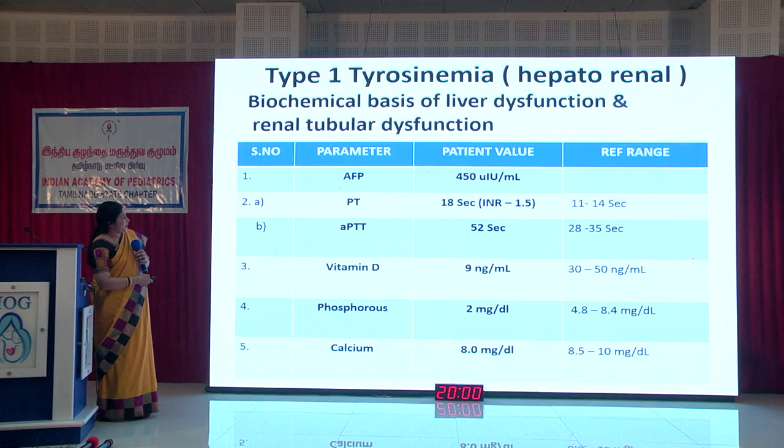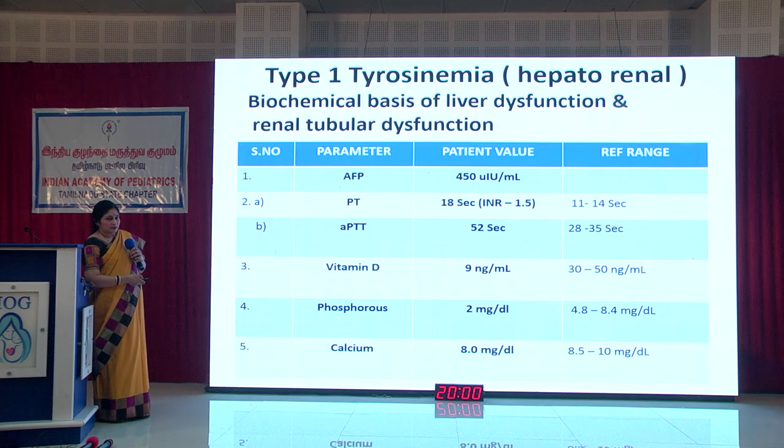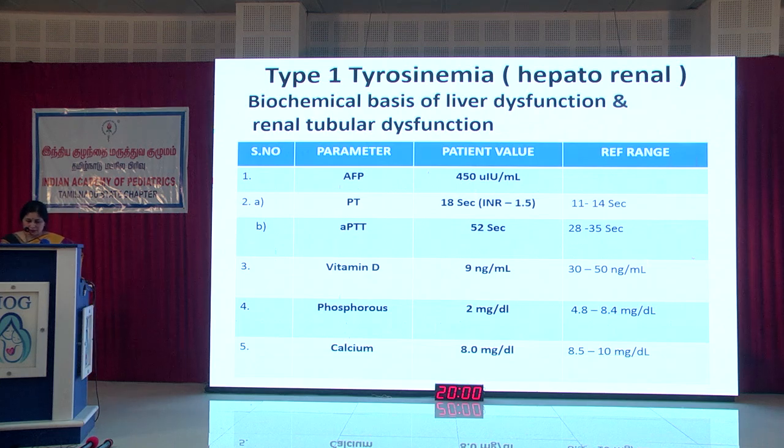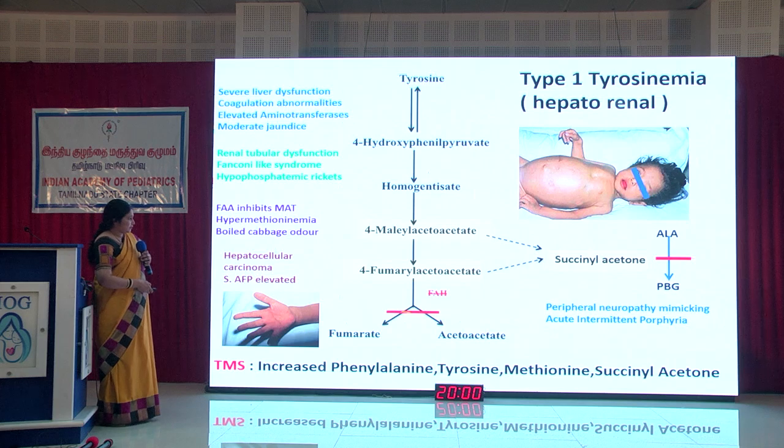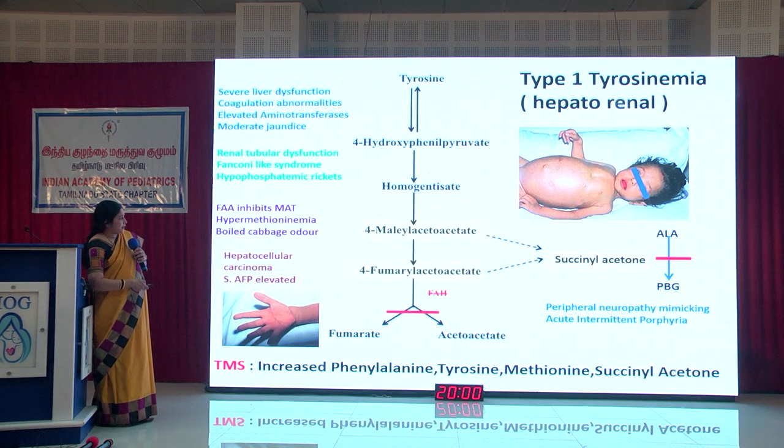So why are PT and APTT prolonged, and vitamin D and phosphorus decreased? What is the reason? Yes, renal tubular acidosis. When there is a block here, these two intermediates accumulate, which are toxic to the liver and kidney. So this causes severe liver dysfunction. Because of the liver dysfunction, coagulation abnormalities, elevated aminotransferases, and jaundice are present.